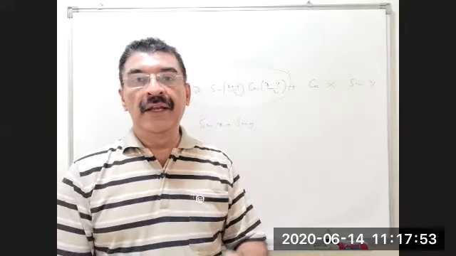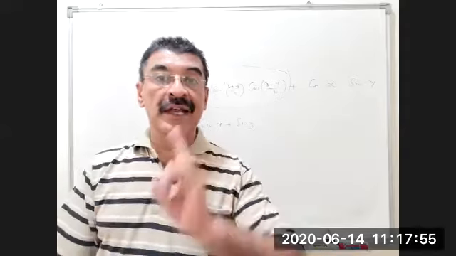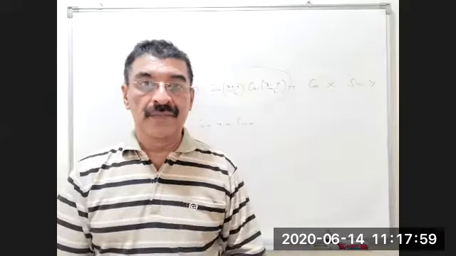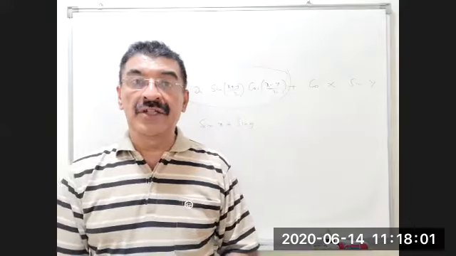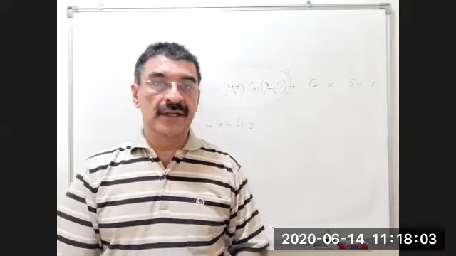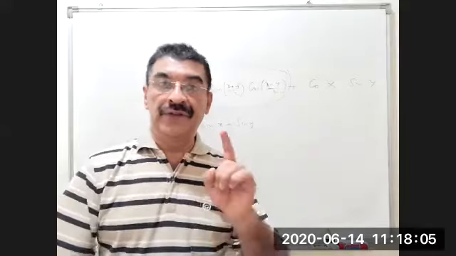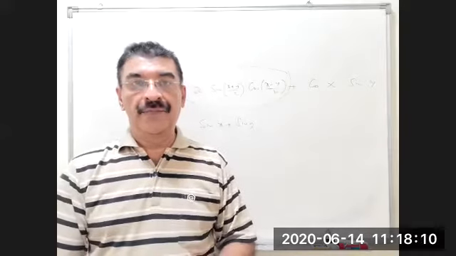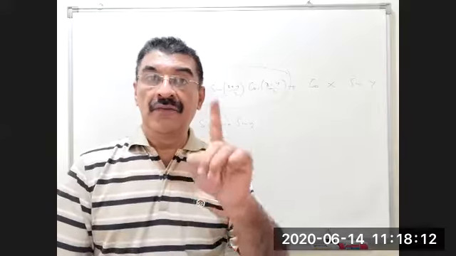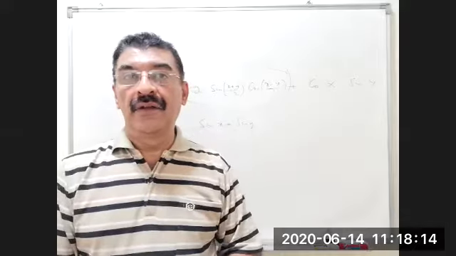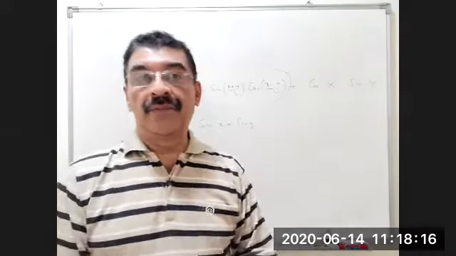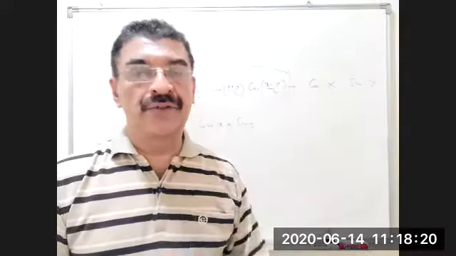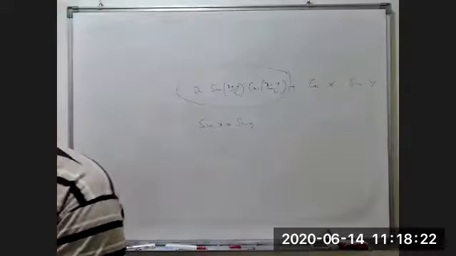Then you also remember how to write tan 2x in terms of sine, cos and tan. In terms of sine, it is 2 tan x by 1 plus tan square x. In terms of cos, it is 1 minus tan square by 1 plus tan square. And in terms of tan, it is 2 tan x by 1 minus tan square x. So remember those three formulas.